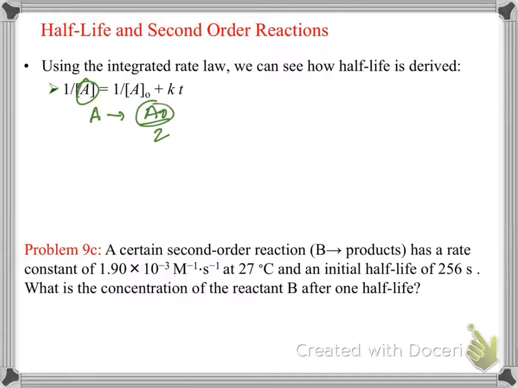And again, half-life means that when A changes to A naught over 2, where A naught is the initial concentration, then we use T half. So if you rearrange the equation and replace A with A naught over 2, finally you will get T half equals 1 over K A naught. And I think on the last slide I have all the formulas written on one slide, so that you don't have to go back and forth to look for the formulas.